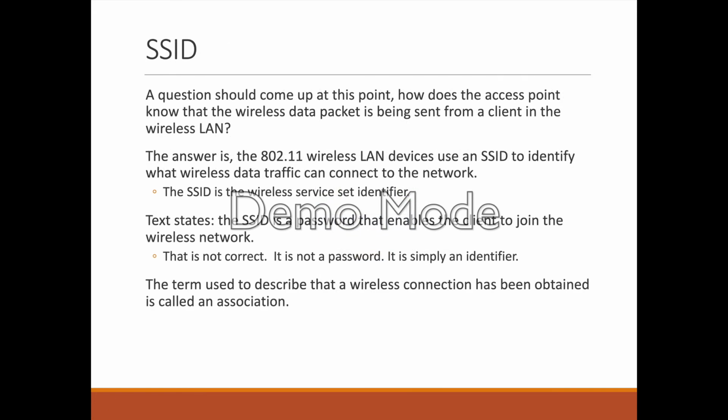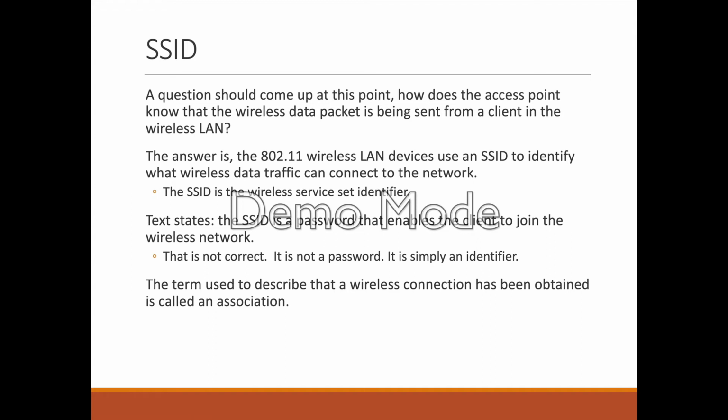So that's the same thing. SSID. A question comes up at this point: how does the access point know that the wireless data packet is being sent from a client in the wireless LAN? The answer is the 802.11 wireless LAN device uses an SSID to identify what wireless data traffic can connect to the network.